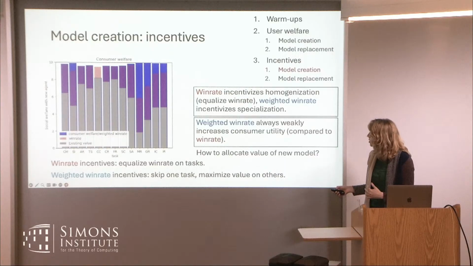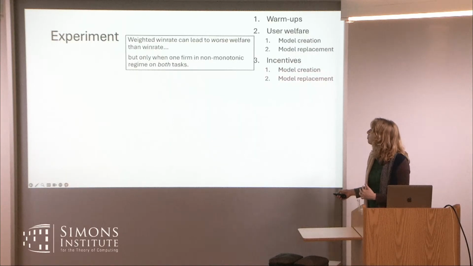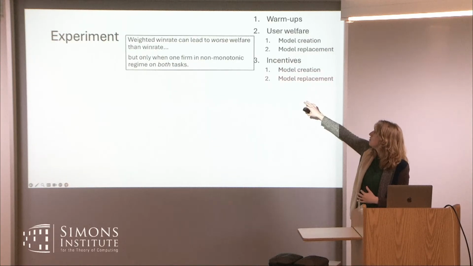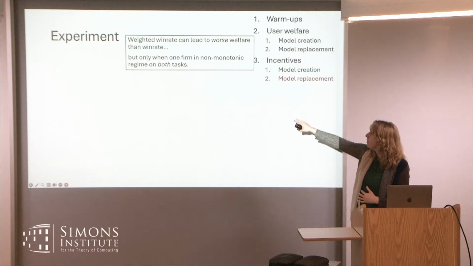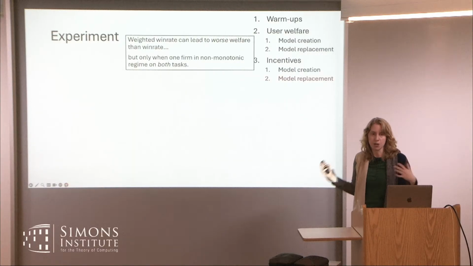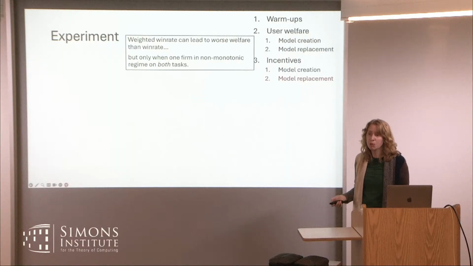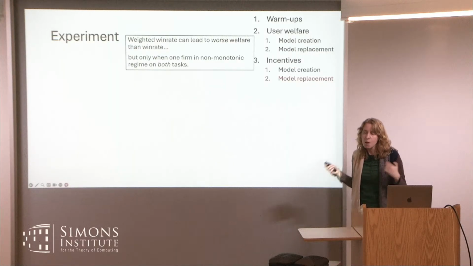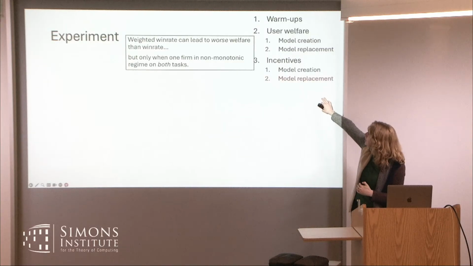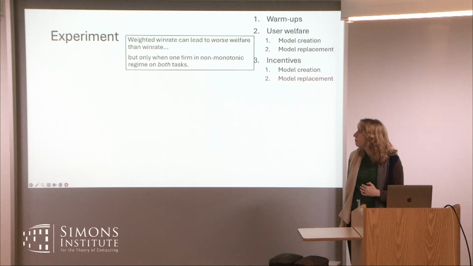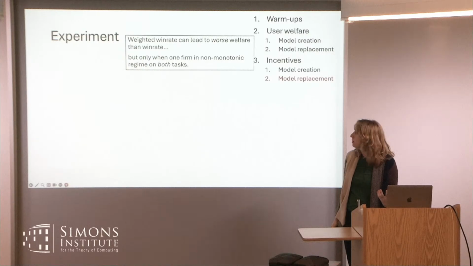Awesome. So the last part we got to was model replacement. And here we said that weighted win rate could lead to worse welfare than win rate, but only when you're in this non-monotonic regime. The thing we looked at here was, how often does this happen? How often is it the case empirically that weighted win rate ends up leading to worse incentives than win rate? And happily, the answer turns out to be not that often.